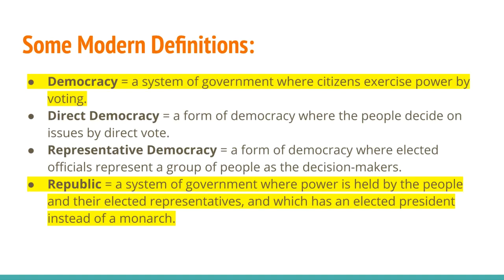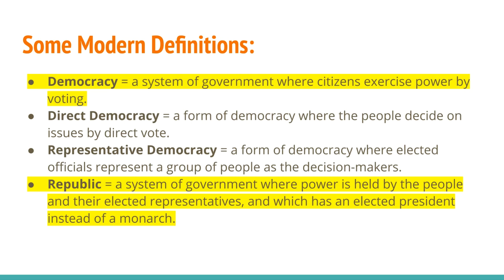So to begin with some definitions, a democracy, a modern democracy, is a system of government where citizens exercise power by voting. Very simple, right? Very similar to the Athenian definition, where so long as you are a citizen, so long as you are voting, then you are part of a democracy.